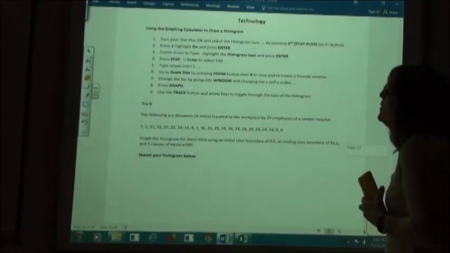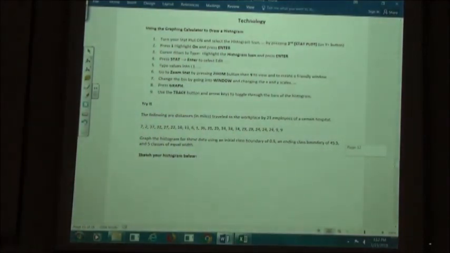Oh, look at that. Now we're going to use our graphing calculator to draw a histogram. So it says, turn your stat plot on. Stat plot is up on the top, in blue. So you're going to hit second and y equals. And you have a whole bunch of plot things. We're just going to do plot number 1. So we want plot number 1 to say on instead of off.